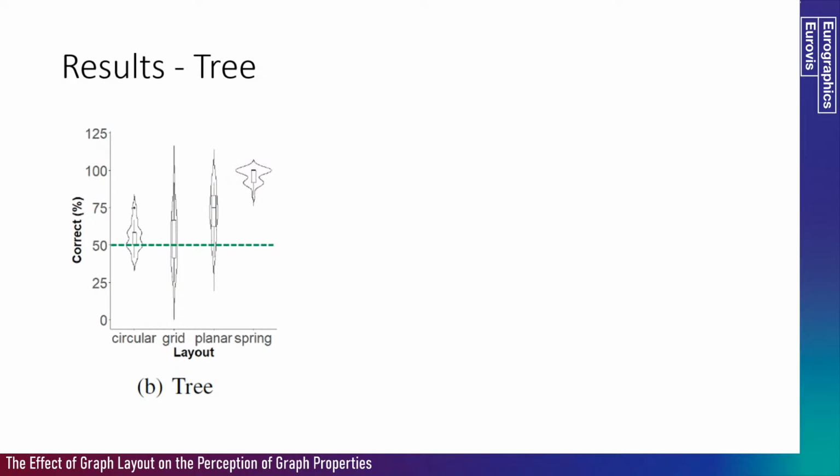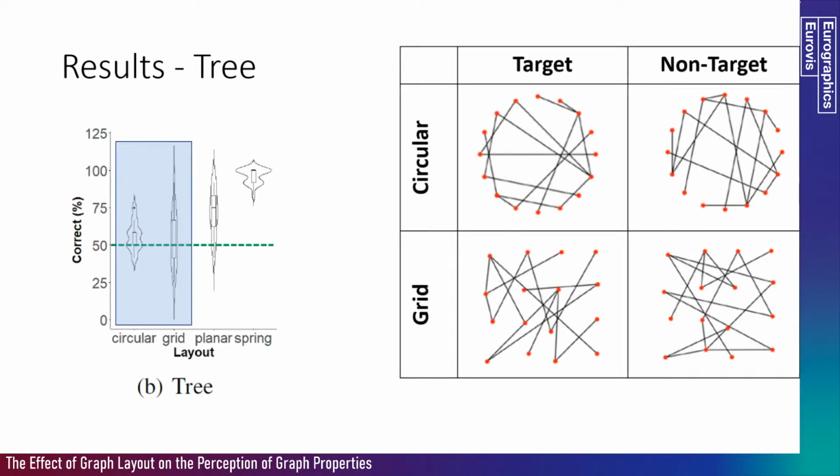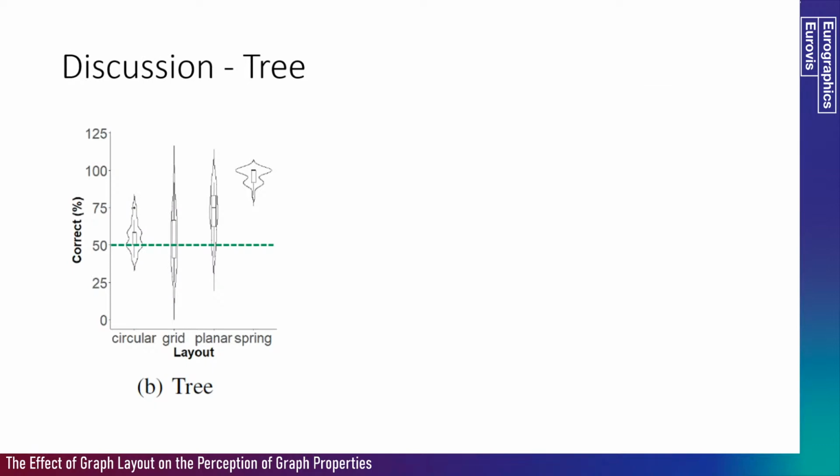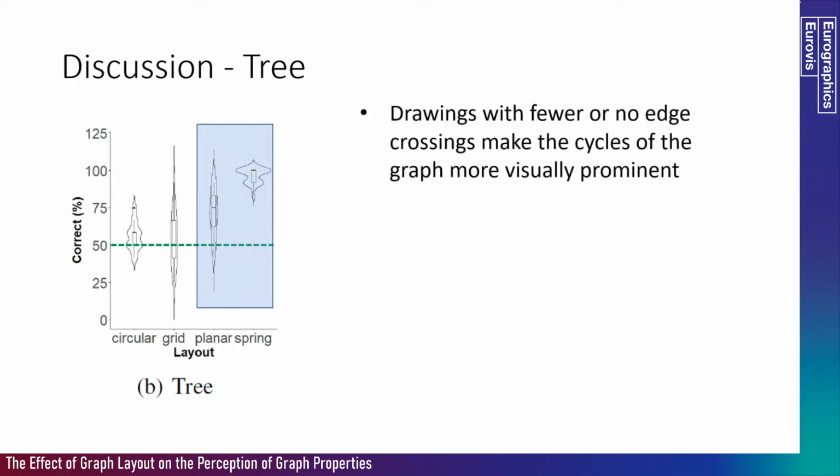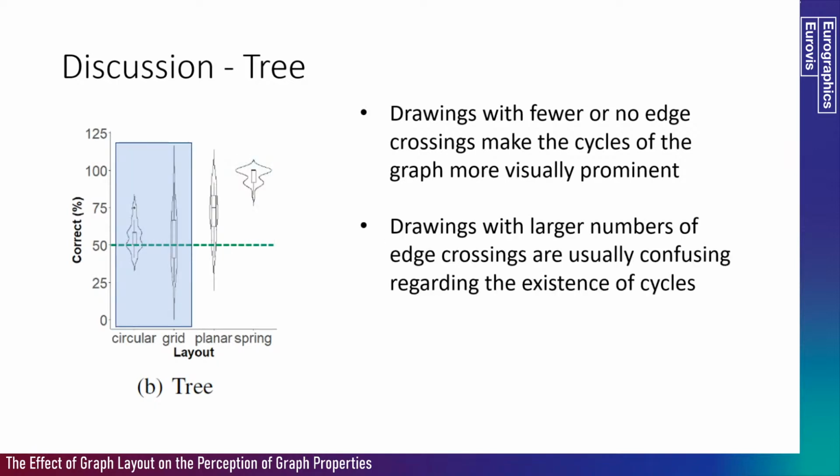Similarly to the connectivity task, the circular and the grid layouts resulted in performance not significantly better than random answering. This is probably because of the large number of edge crossings, which make the drawing misleading regarding the cycles of the graph. So we can say that drawings with fewer or no edge crossings make the cycles of the graph more visually prominent. So when there is a cycle, you can more easily find it, while drawings with larger numbers of edge crossings are usually confusing regarding the existence of cycles in the graph.